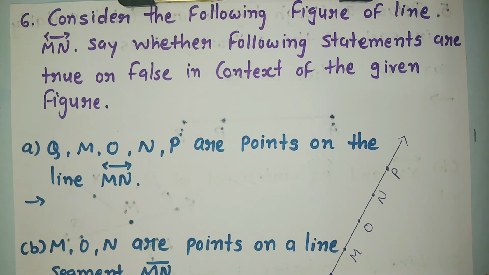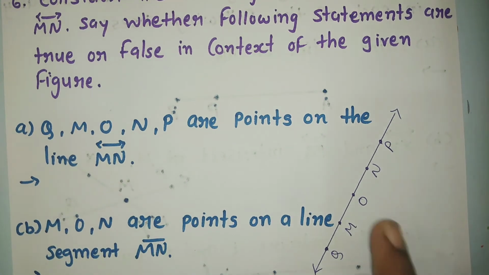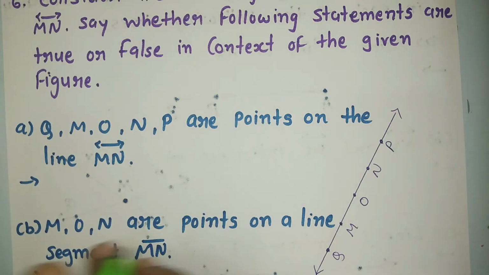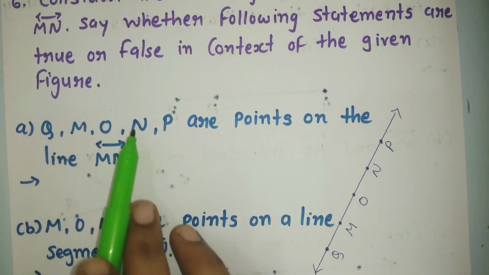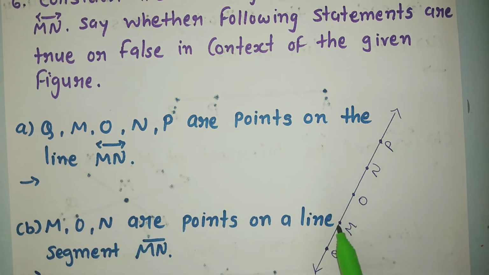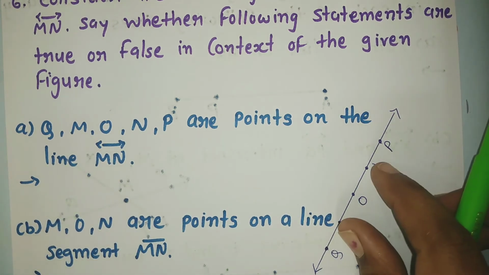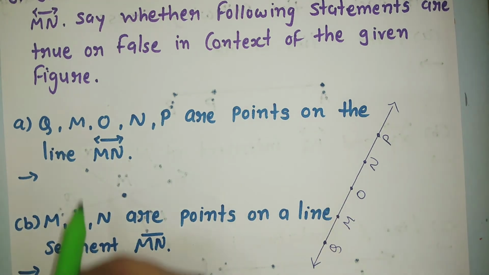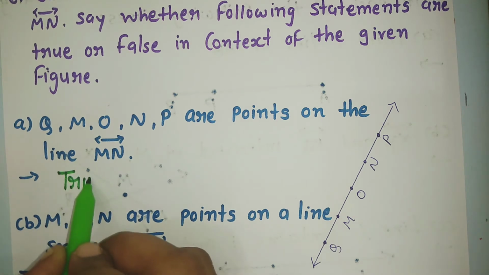Question number 6. Consider the following figure of a line M and say whether the following statements are true or false. So here in the line given, we have to see the points Q, M, O and P and state whether the statements are true or false. So first A. Q, M, O and P are points on the line MN. Line MN means this line. The line will not end here, it will be the whole line because lines go infinite. So all these points are on MN. Yes, so this sentence is true.